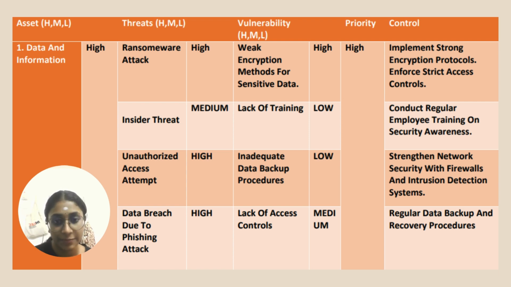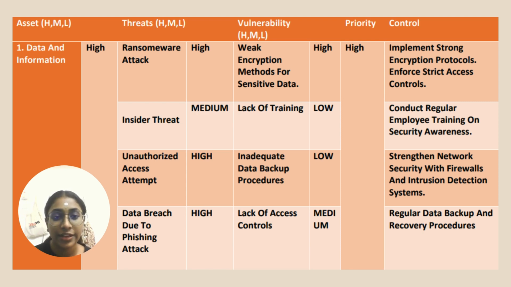Next, let's see the vulnerability. Ransomware attack might happen due to weak encryption methods for sensitive data. This is the high chance. Let's see the medium chances. Data breach can be because of lack of control. Next, let's see the low chances. The low chances are because of lack of training or inadequate data backup procedure.